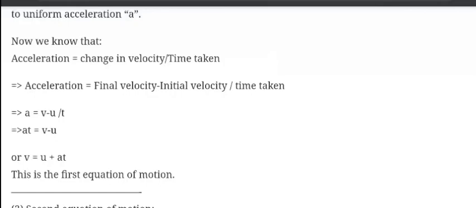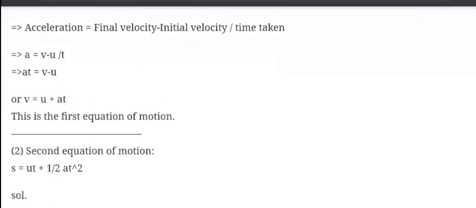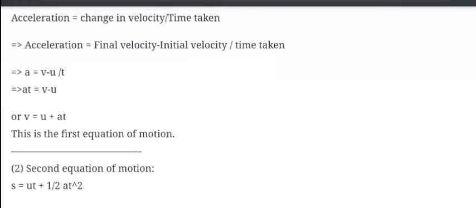Now we will derive the second one, which is s = ut + ½at². In this equation, you have S. S means distance or displacement.